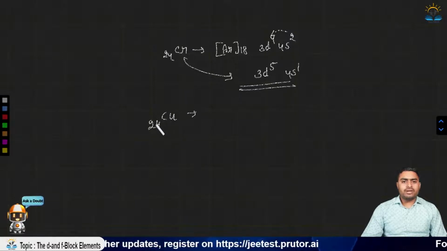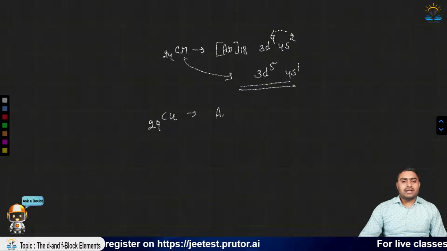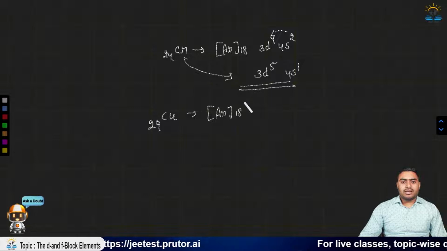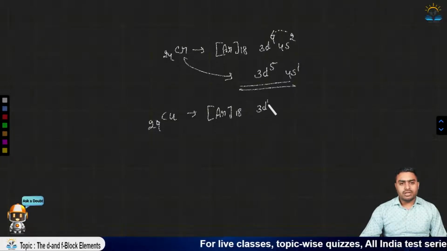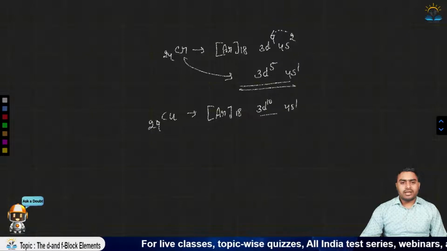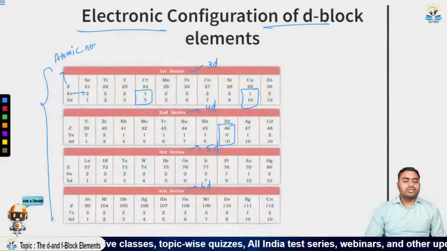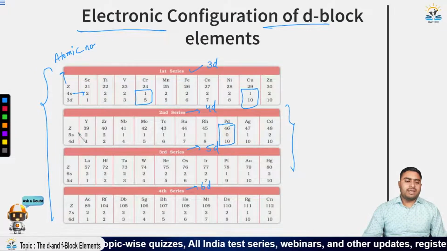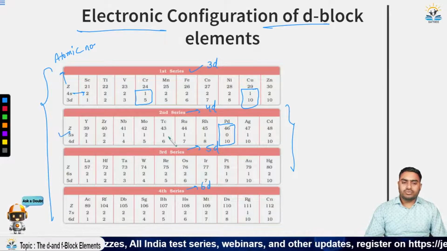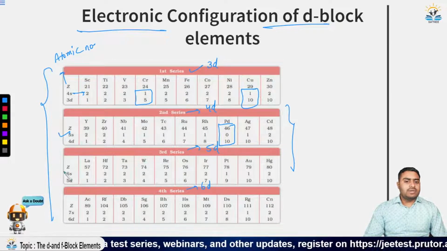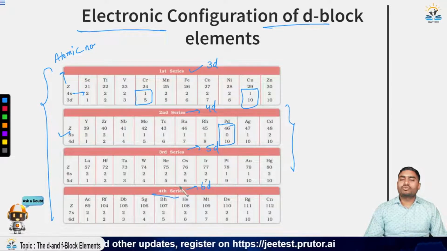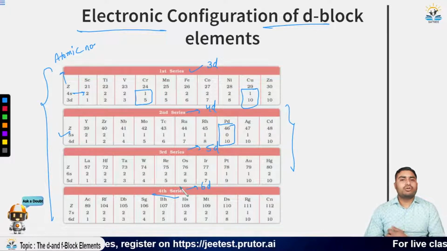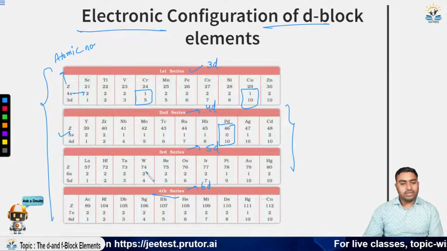For copper 29 it should be argon 18, and then you can write 3d10 4s1, like this. I hope you are getting this point. So you can go through each and every element, like 5s2, 1, 1, 1, then 4d, similarly for 6s, similarly for 5d, that means third series, similarly for the fourth series. You can go through the electronic configuration of d block elements for each series.